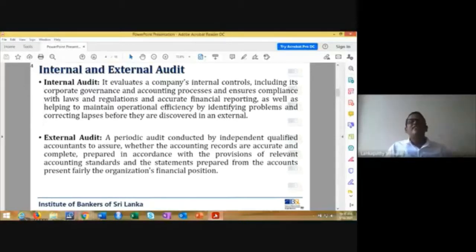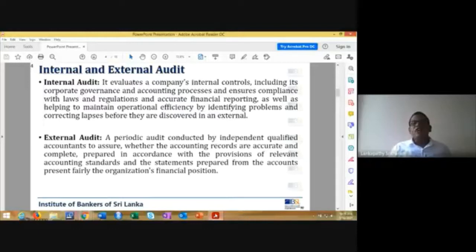And what is the external audit function? Everybody knows that these are mostly independent people. A periodic audit conducted by independent qualified accountants to assure whether the accounting records are accurate and complete, prepared in accordance with the relevant accounting standards, and that statements prepared from the accounts present fairly the organization's financial position. Actually, the external auditors' duty is giving an opinion to the shareholders on whether the organization's financial position is reflected by the financial statements.